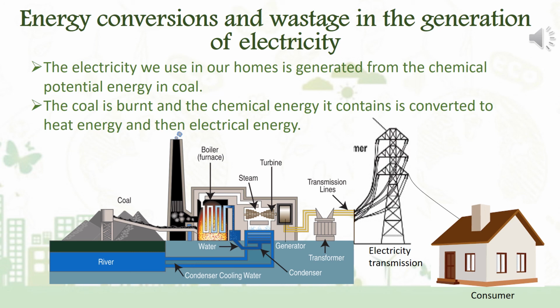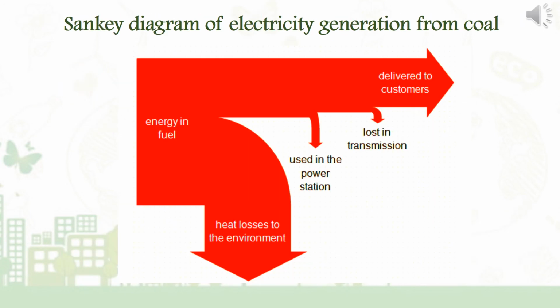Now if we draw a Sankey diagram for this, we can understand whether the energy we are getting from the coal can be converted totally into electrical energy, or what is happening in the middle. We can see the wastage after we draw the Sankey diagram. Here it shows the Sankey diagram of electricity generation from coal.